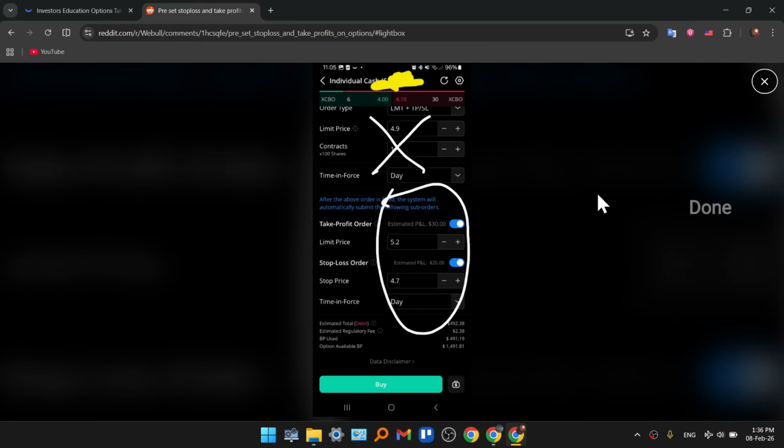And something that's good to know, orders only execute during market hours unless extended hours is enabled. And that's how you set the stop loss and take profit on Webull and manage risk automatically.